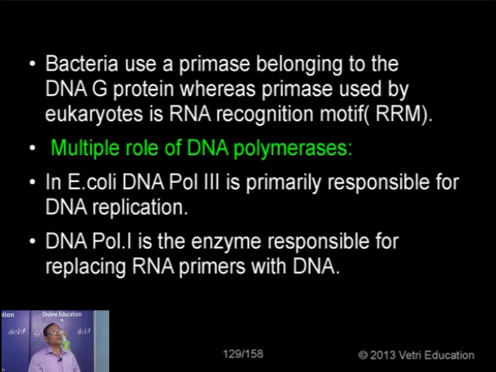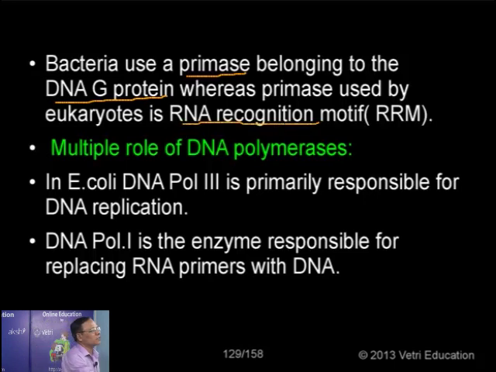Now, what is the nature of the primase enzyme in the case of bacteria, and what is the nature of the primase enzyme in the case of eukaryotes? In bacteria, it belongs to a group called DnaG protein. Whereas in eukaryotes, the primase used is RNA recognition motif, or RRM. So this is nothing but a protein. That is also nothing but a protein.